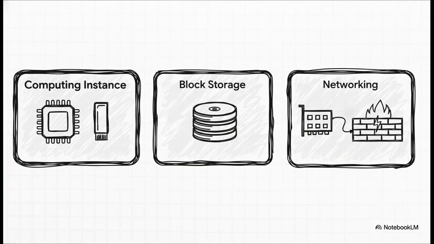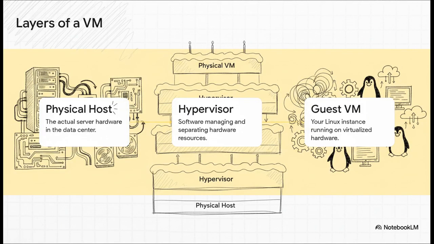And what are the building blocks they give you? It really comes down to three things. You've got your computing instance, that's your VM with its virtual CPU and RAM. You have block storage, that's your virtual hard drive. And you have networking, your virtual network card, an IP address, and the firewall rules that control who can talk to it. It really helps to picture this like a stack. At the very bottom, you've got the real physical server sitting in a rack somewhere. On top of that metal is the hypervisor, the software that's juggling all the resources.